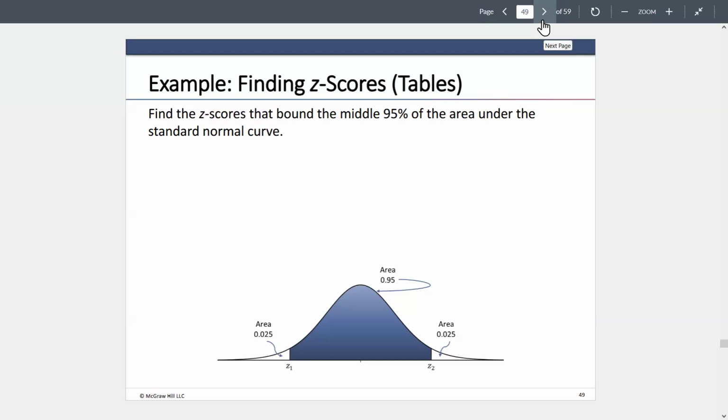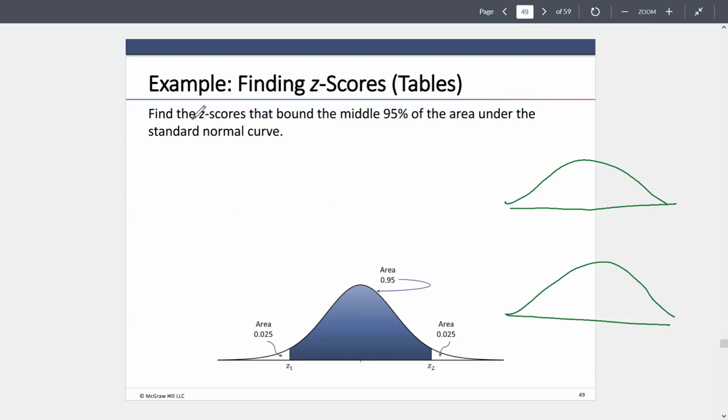Now, if we're trying to look in between two scores, once again, we have to remember that we're constantly trying to figure out the area to the left, because that is what a z-table is going to give me. So we want the z-scores that bound the middle 95% of the area under the standard normal curve. This exactly in the center is going to be 0.95. What that means is that the area in this tail and this tail should be equal.